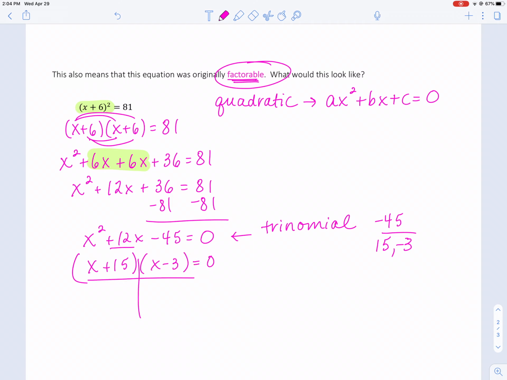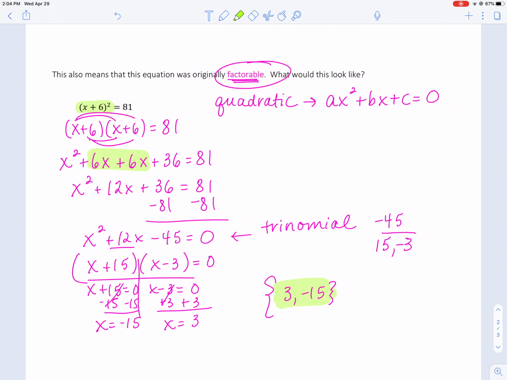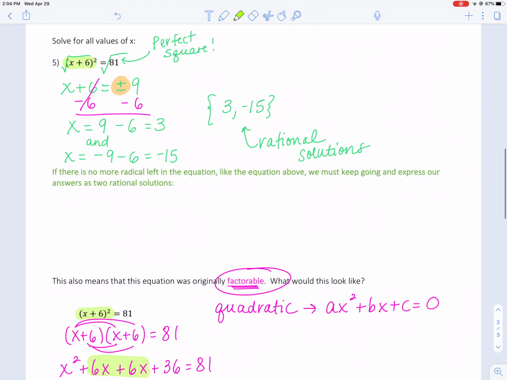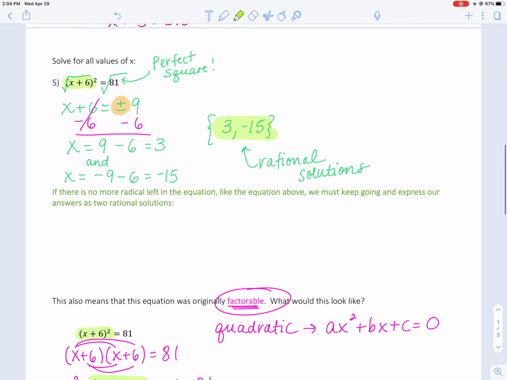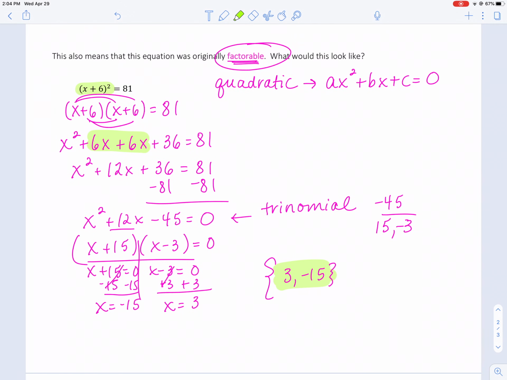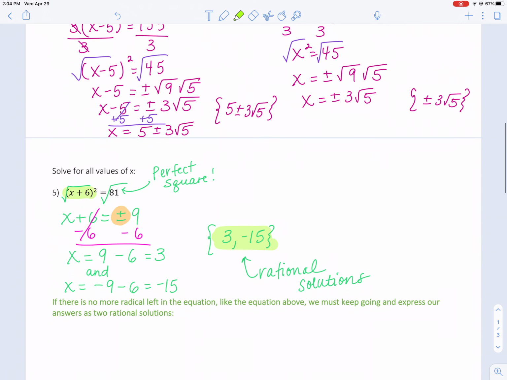But remember, if you want solutions, I'm going to take those factors, set them equal to 0, do the inverse, and x equals negative 15. Do the inverse on this side and get x equals 3. And look at my solutions, 3 and negative 15. Take note, 3 and negative 15. They are the exact same solutions here because it's the exact same question, x plus 6 squared equals 81, that I was able to do in two different ways. You could either factor it or you could solve by square roots.